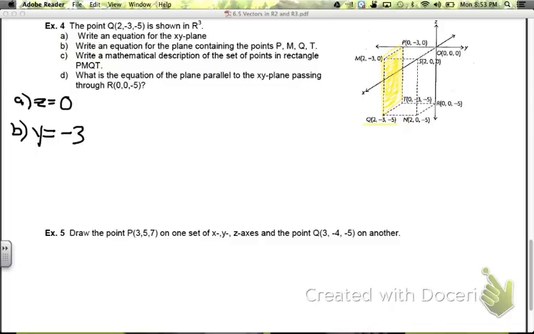So when it asks to find an equation for the plane containing certain points, you want to look at what plane they have in common.